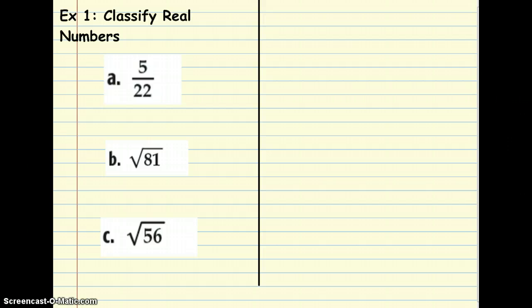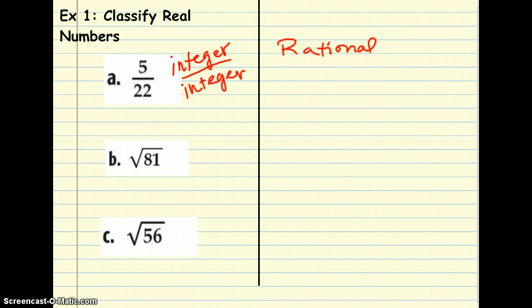Our first example is to classify these real numbers. I have this fraction, and I see that I have an integer over an integer, and as we've talked about, this is a rational number, because rational numbers can be written as integer over integer. The other thing we can do to prove it is take 5/22 and change that into a decimal. If we do that, it becomes approximately 0.227, and the 27 repeats.